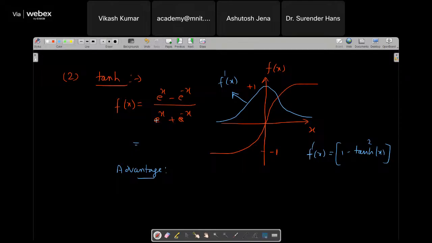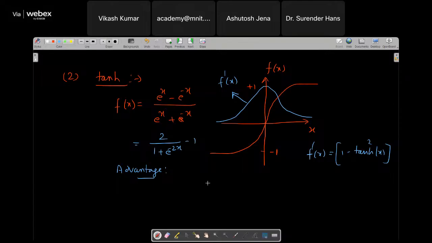The second form of representation: I can write it as 2 divided by 1 plus e to the power minus 2x, minus 1. It's a very simple way to represent it in this form also. Take e to the power x common and likewise, and set the equation so that we get the form 2 divided by 1 plus e to the power minus 2x, minus 1.